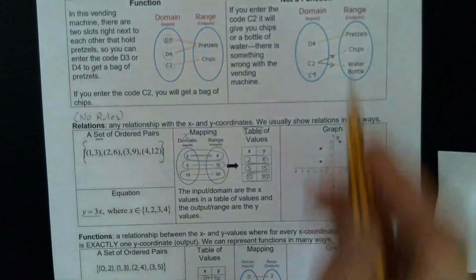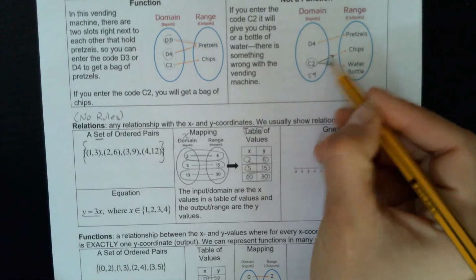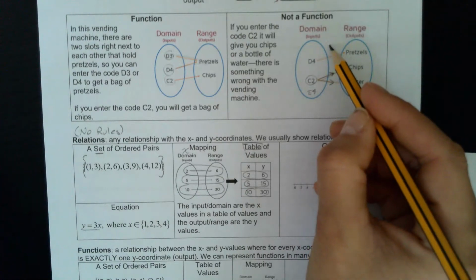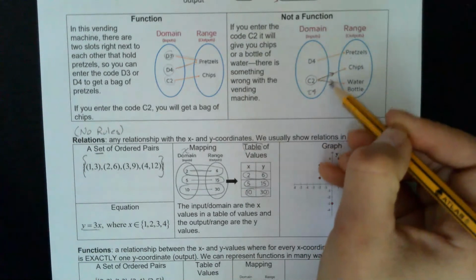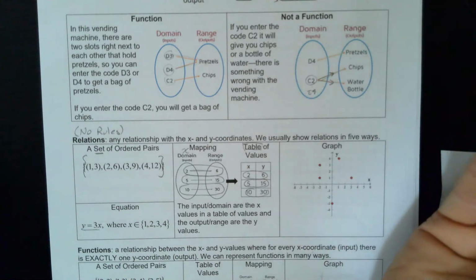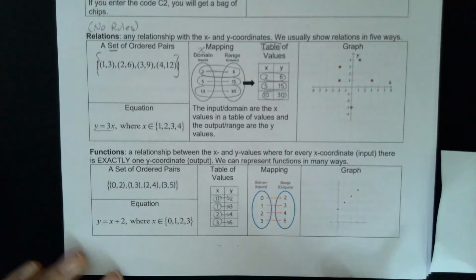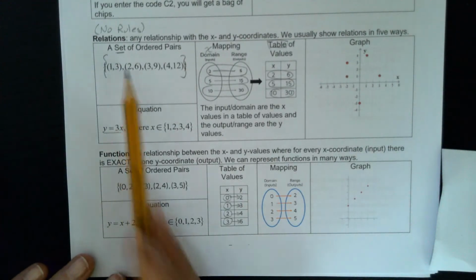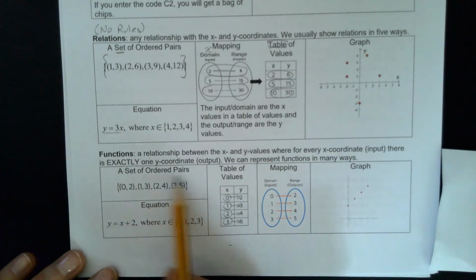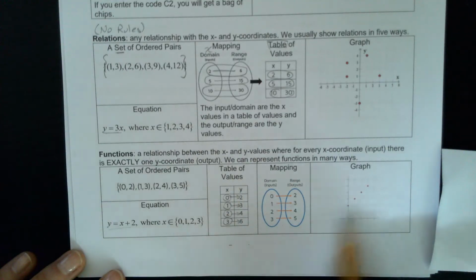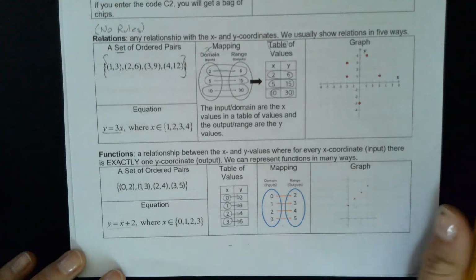Up here, I push C2, two things come out. So this is not a function because more than one thing comes out. And we can have functions, just like a relation, represented by a set of ordered pairs, by equations, by table of values, by mappings, and by graphs. Same thing, okay?